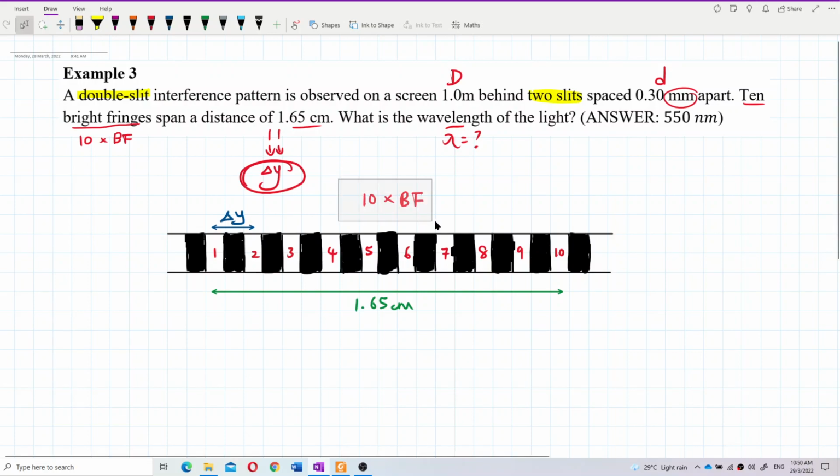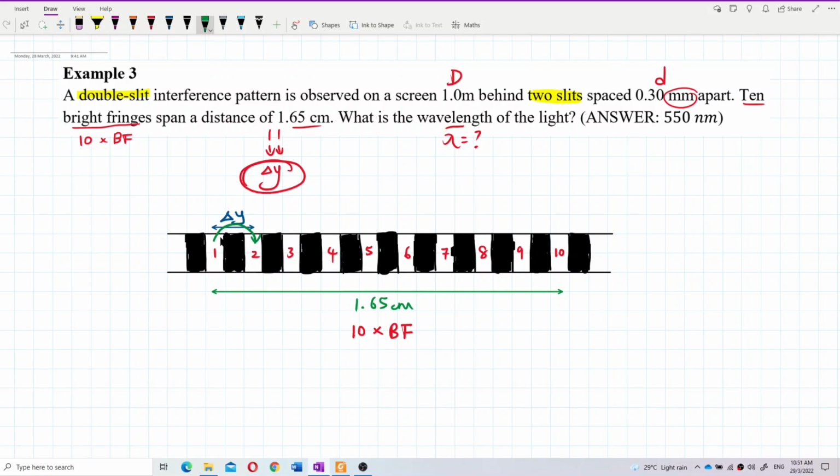Now you see, this is the 10 bright fringes. I just want to put it below here. So delta y, you can check like this: from one bright fringe, jump to another bright fringe. That is 1 delta y. So how many jumps are there? 1 jump is 1 delta y, so 2 jumps is 2 delta y.